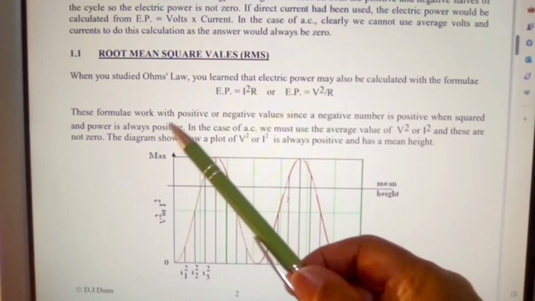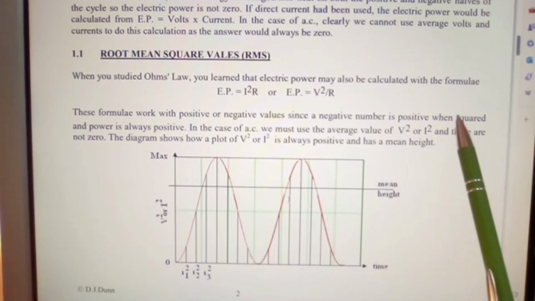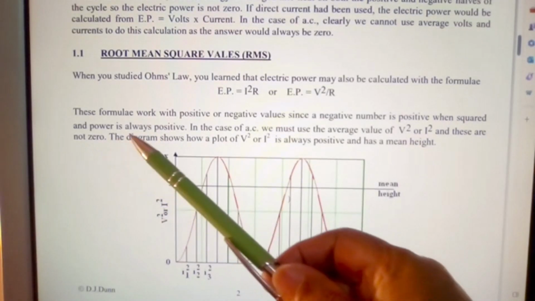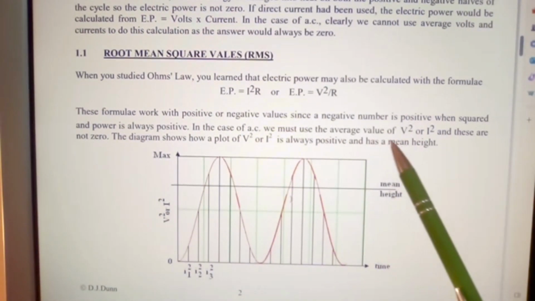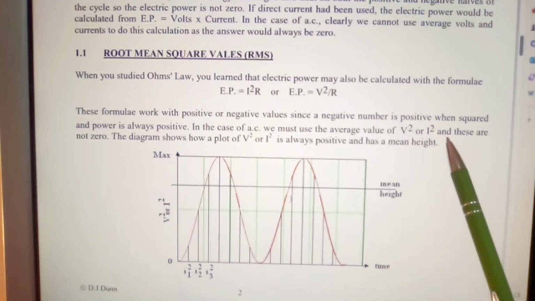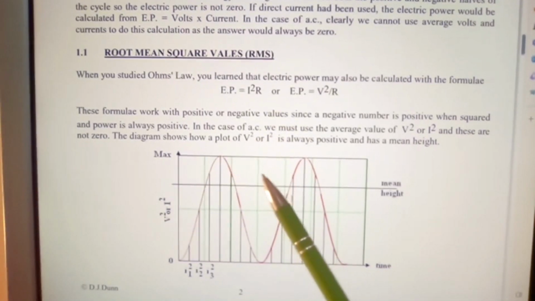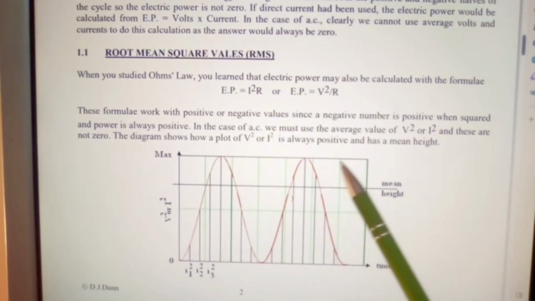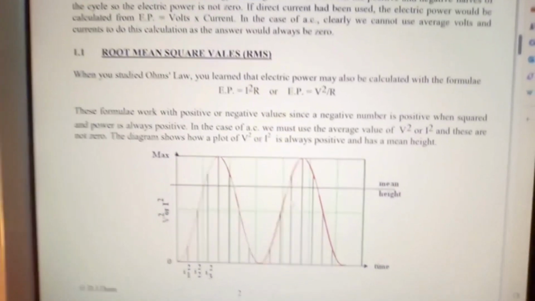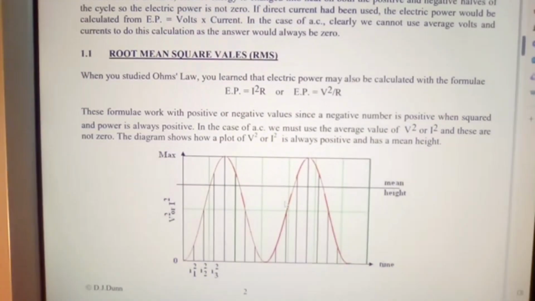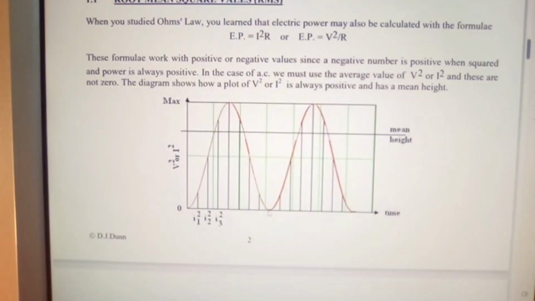These formulae work with positive or negative values, since a negative number is positive when squared, and power is always positive. In the case of AC, we must use the average value of V squared or I squared, and these are not 0. The diagram shows how a plot of V squared or I squared is always positive and has a mean height, okay? And again, as I said before, you need to be looking at engineering science for this video which I'm making now, okay?